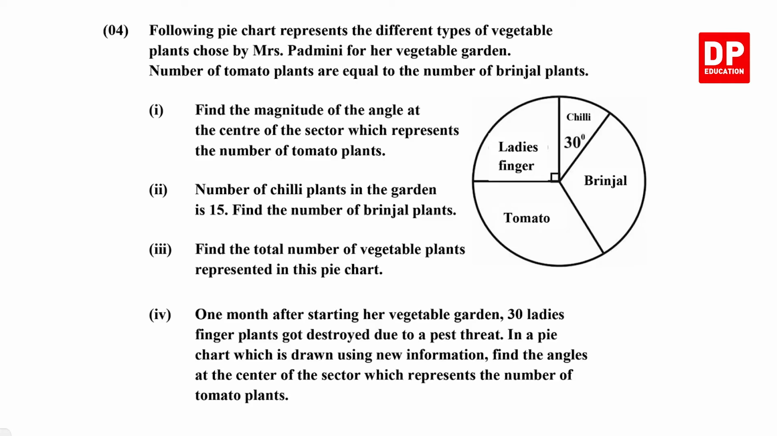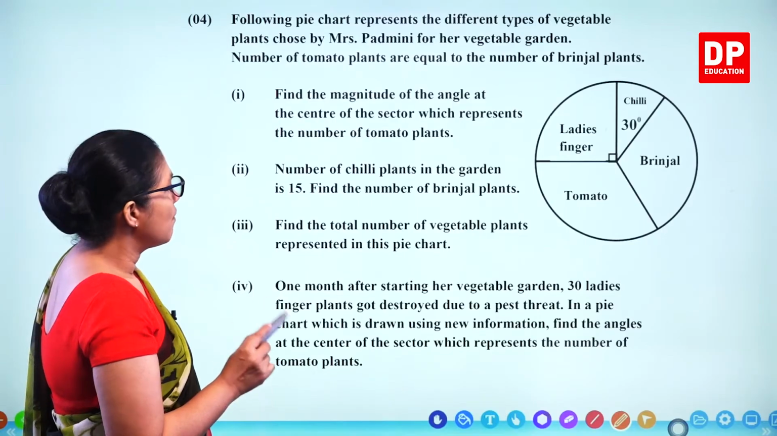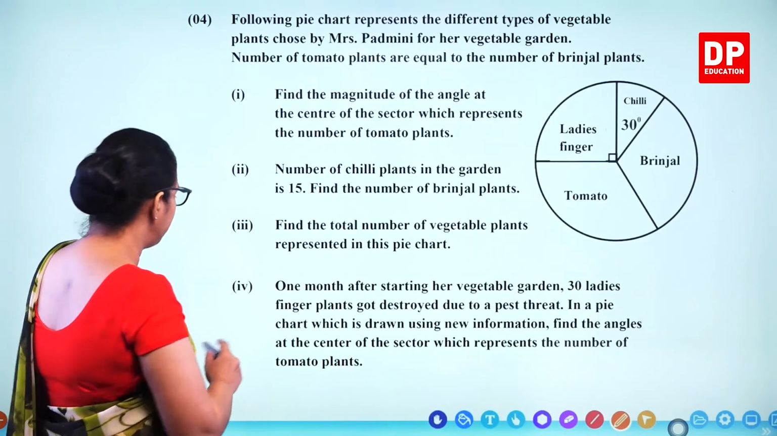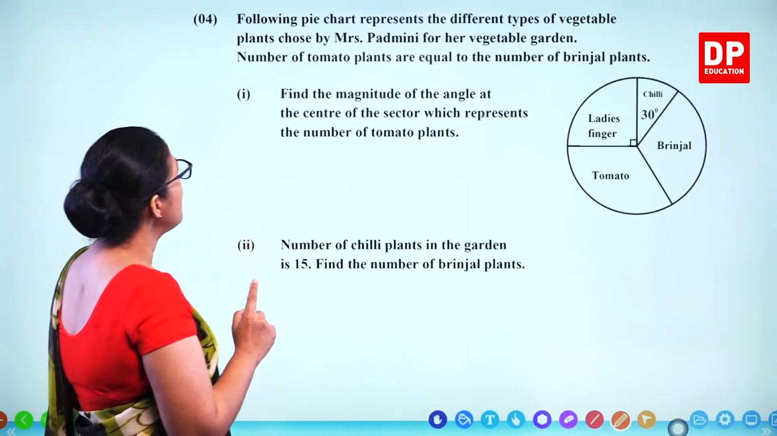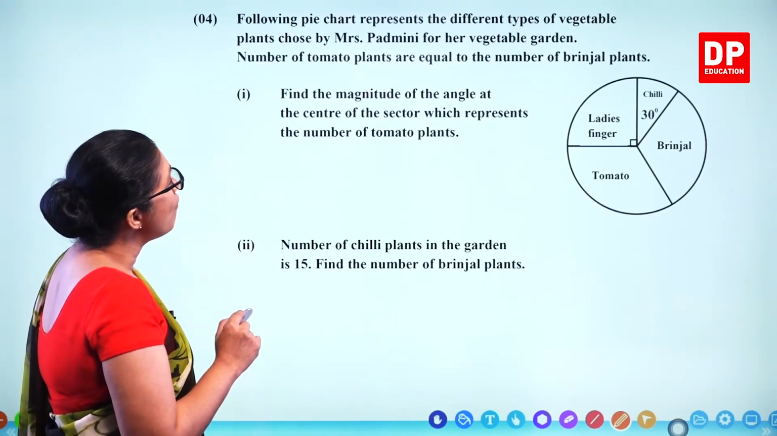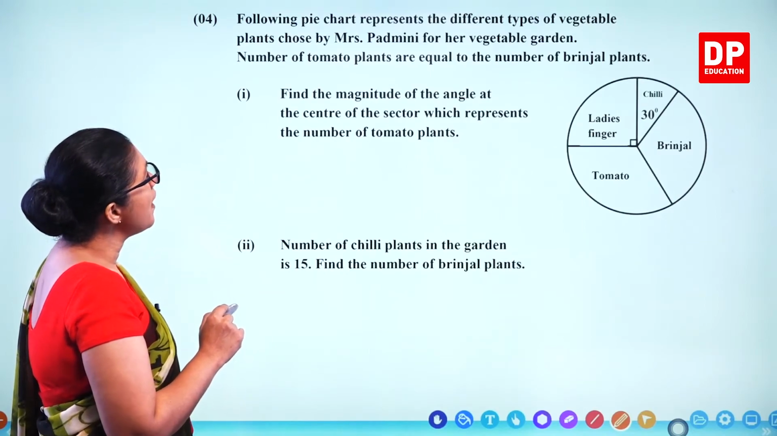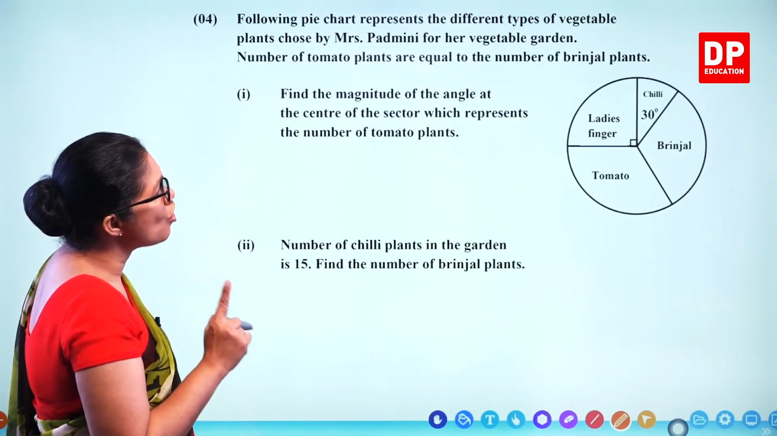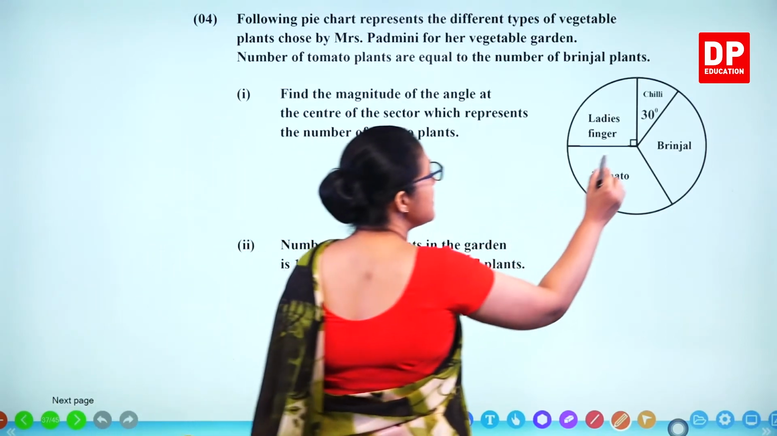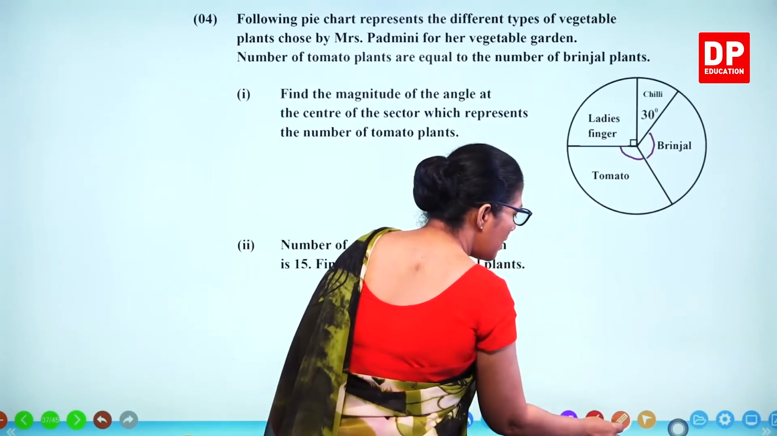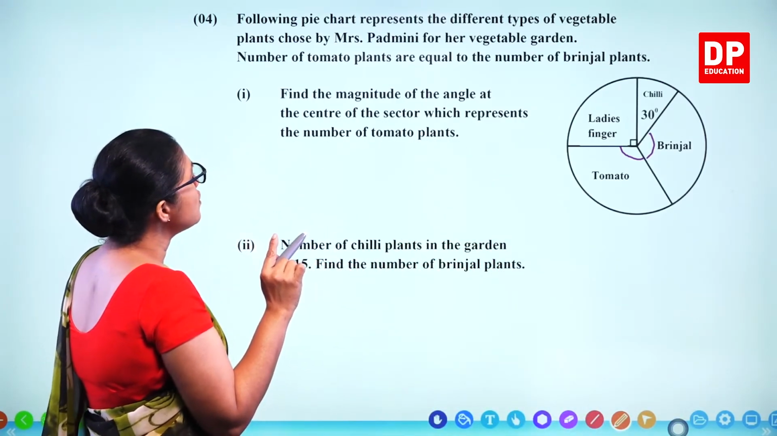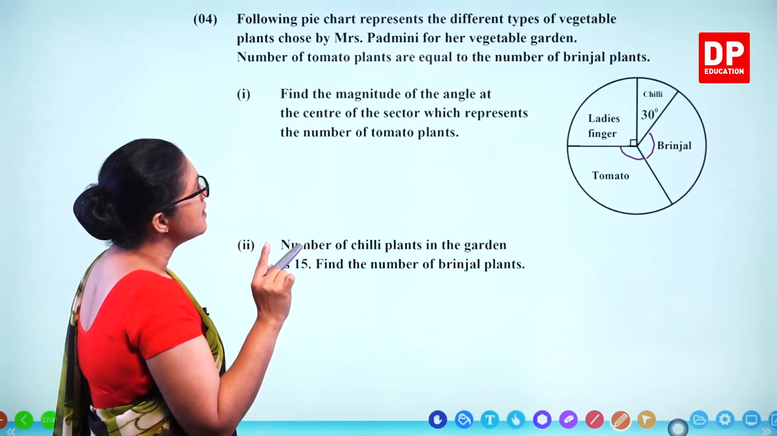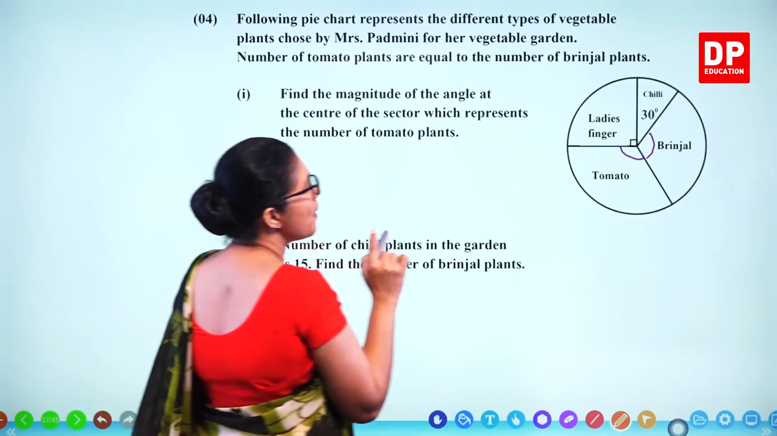Let's do question number 4. This is about pie chart and finding values, angles. The following pie chart represents the different types of vegetable plants chosen by Mrs. Padmini for her vegetable garden. Number of tomato plants are equal to the number of brinjal plants. So that means this angle and this angle both are equal. Find the magnitude of the angle at the center of the sector which represents the number of tomato plants.